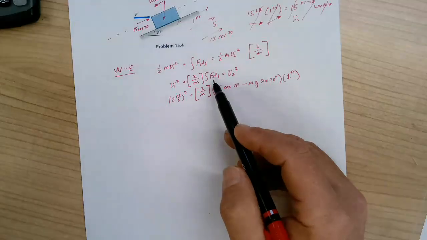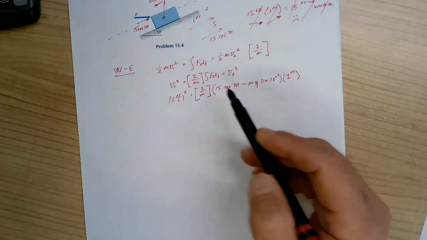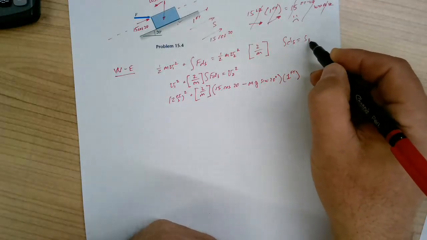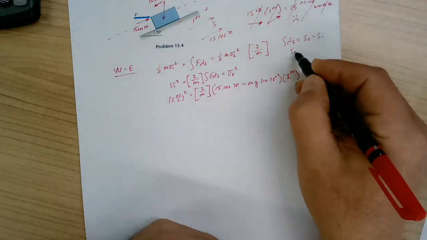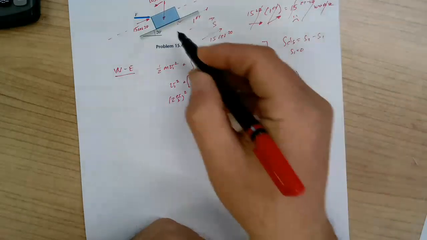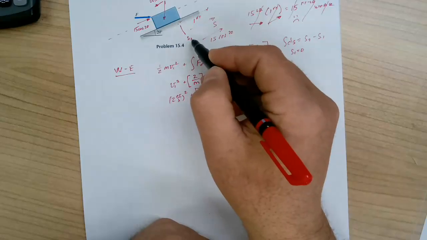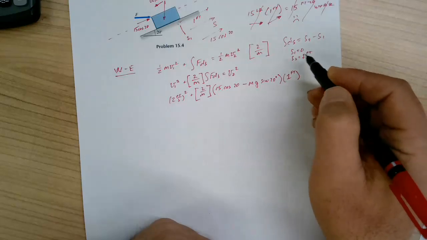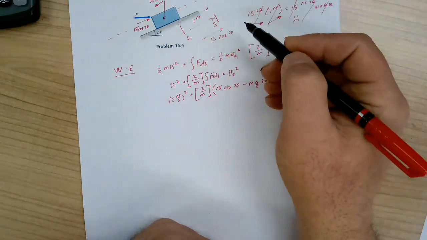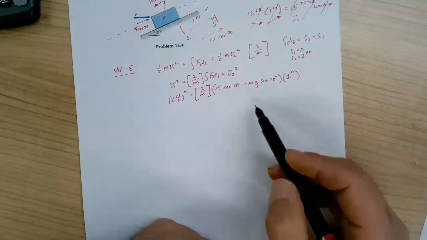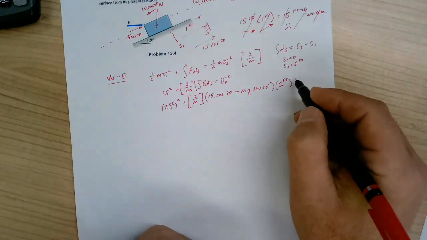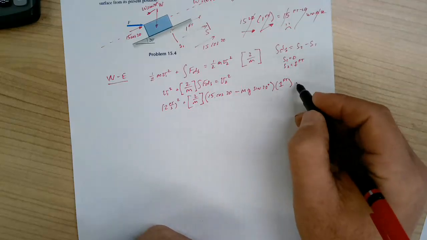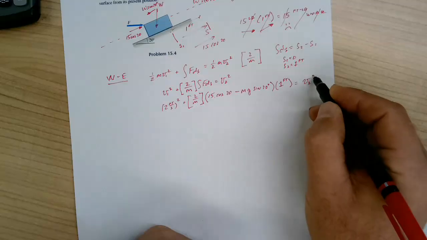The integral of ds is s2 minus s1. We say s1 equals 0 for this problem, and s2 equals 1 foot for this problem. It's given us 1 foot. And checking my parentheses, everything looks good, equals v2 squared.